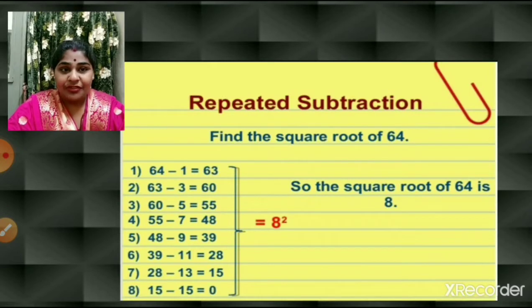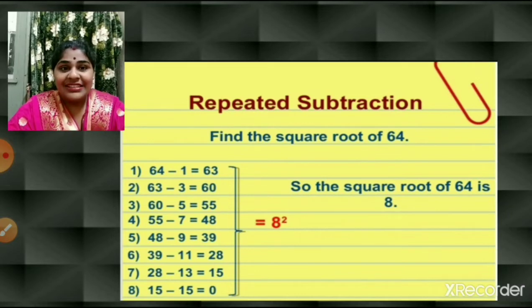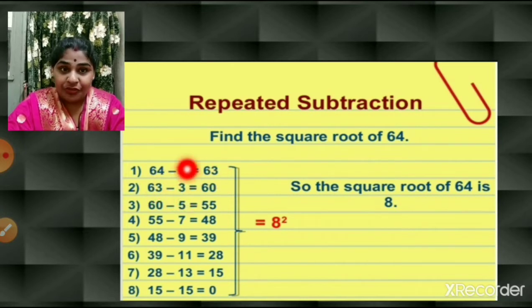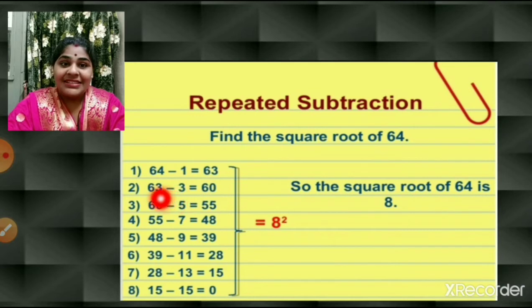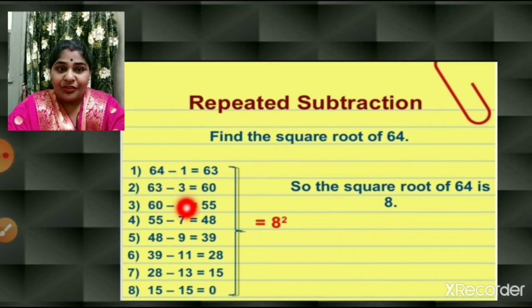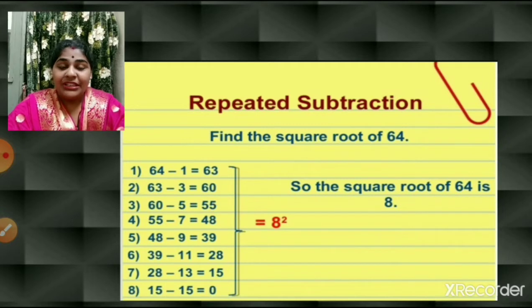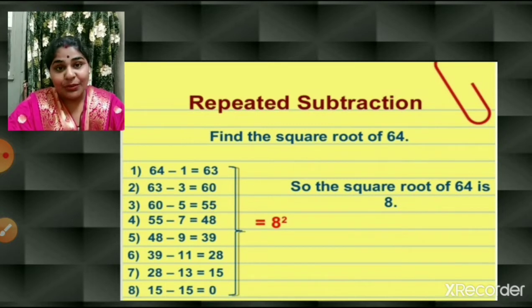Now you can see here, find the square root of 64. I have first started subtracting from 1, and we have to subtract the odd numbers. So 64 minus 1 is 63. Now whichever number you get, again you have to subtract the next odd number, that is 63 minus 3. After 1, the next odd number is 3. 63 minus 3 is 60. From that again subtract the next odd number, that is 60 minus 5, which gives 55. And you have to keep on doing this until you get 0.